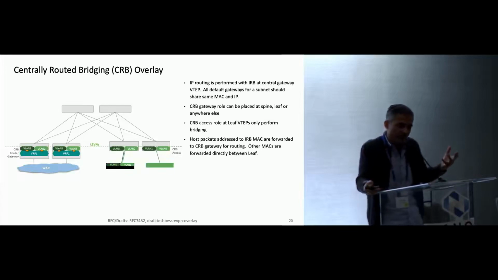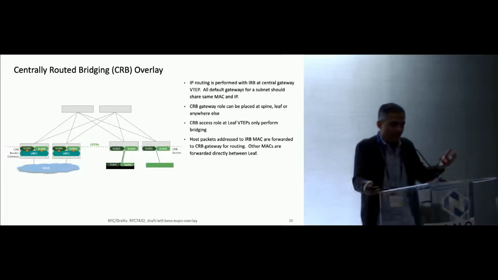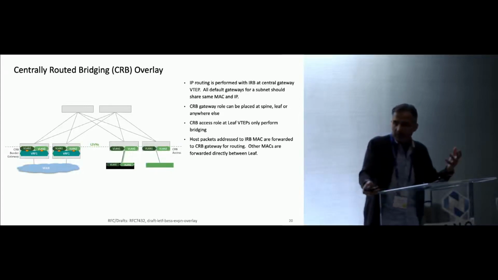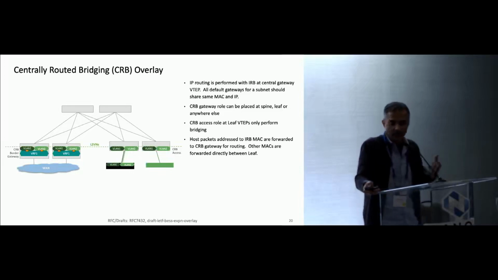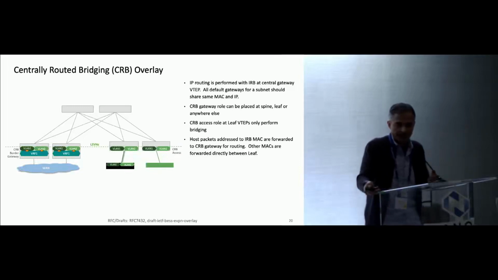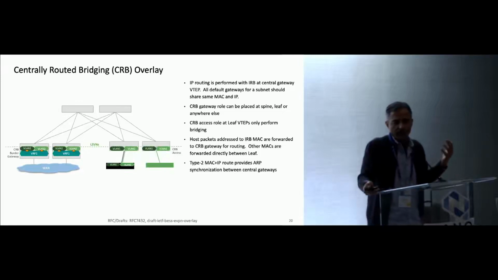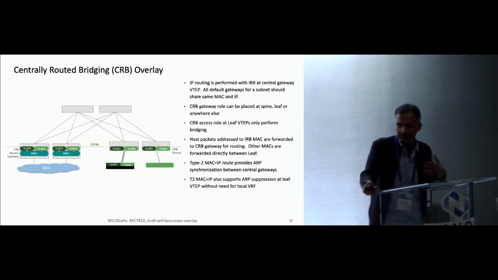That CRB gateway will advertise its MAC and MAC plus IP as type 2 MAC only and MAC plus IP routes. And so all of these VTEPs will know, okay, this MAC IP is over there, and it can forward MAC on MAC to the gateway for packets that need to go to the gateway, and it forwards directly to other VTEPs for other MACs, and also has a MAC plus IP for ARP synchronization of the gateways, as well as ARP suppression we just spoke of.